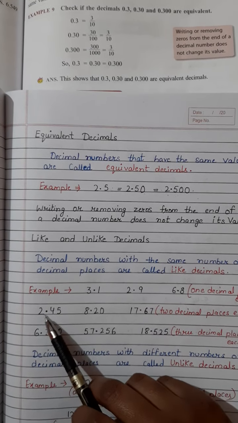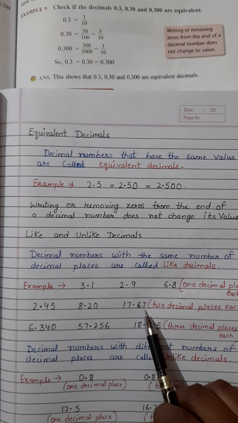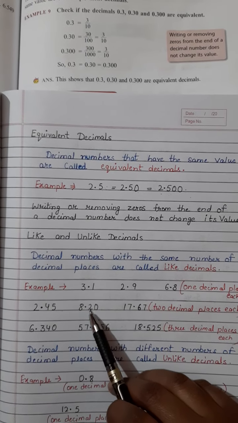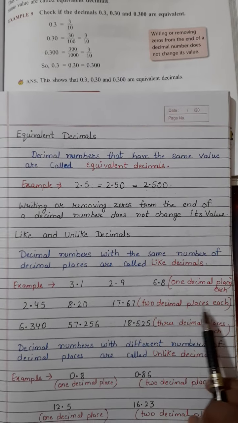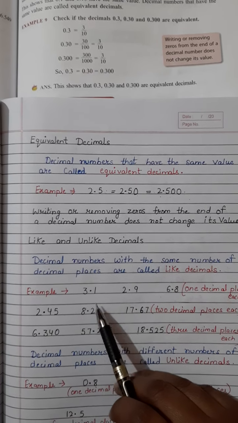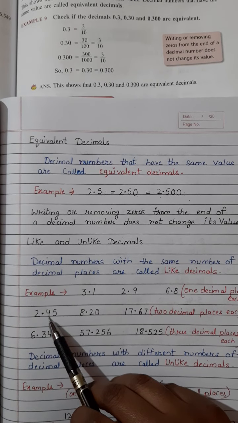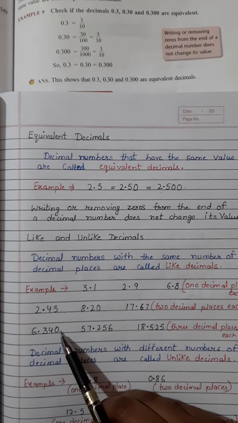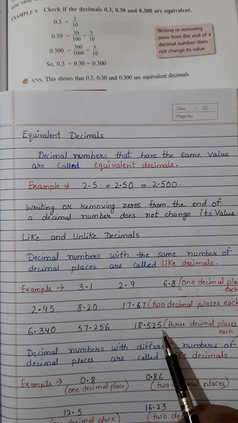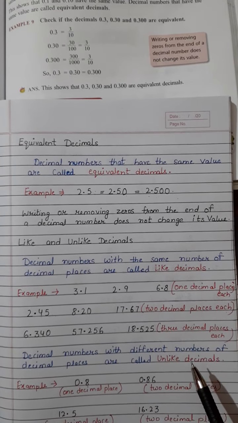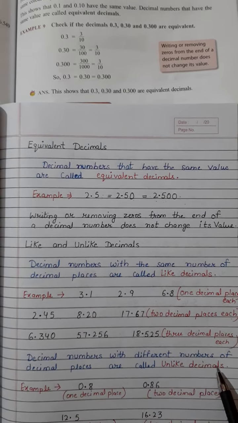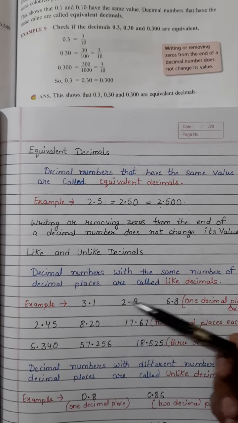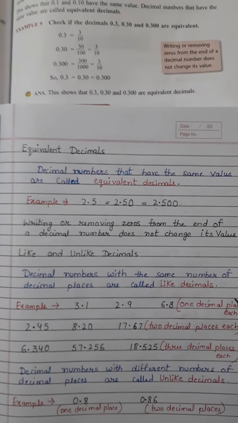You can see one more example: 2.45, 8.20 and 17.67. We have to just compare the digits after the decimal. After the decimal, here 2 digits, here 2 digits, here 2 digits. It means 2 decimal places each. In like or unlike, we have to count how many digits are there after the decimal point. Like in this, after the decimal 3 digits, here 3 digits, here 3 digits. It means all three are like decimals, and their place value is 3 decimal places. So when you compare like or unlike, you have to check only how many digits are there after the decimal. If the digit counts are the same, then they are like decimals.